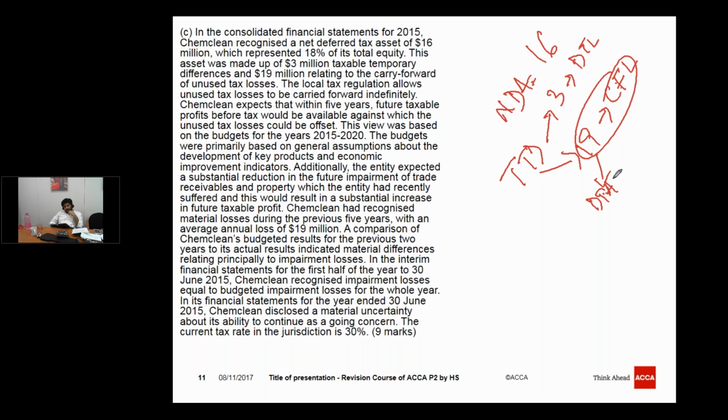This is actually the forecast for the future. The budgets were primarily based on the general assumption about the development of the key products and economic improvement indicators. So the budget is actually based on some assumptions. Additionally, the entity expects a substantial reduction in the future impairment of trade receivable and property which the entity had recently suffered. So there are some losses in receivables and the properties which the company is foreseeing that it will be improved in the future.